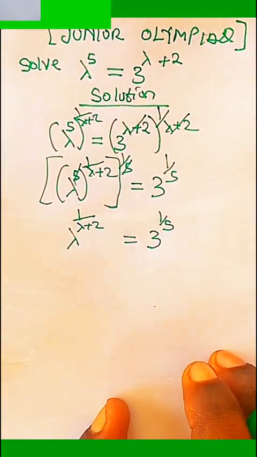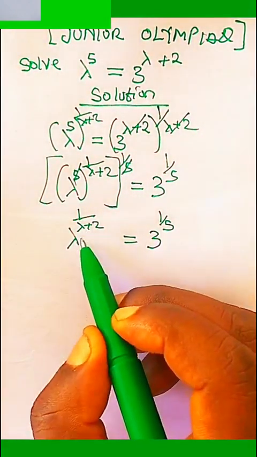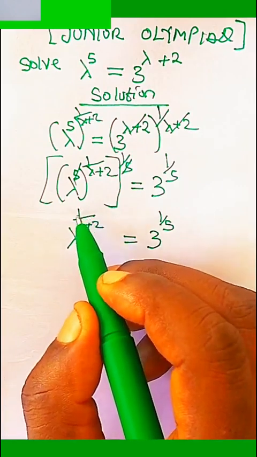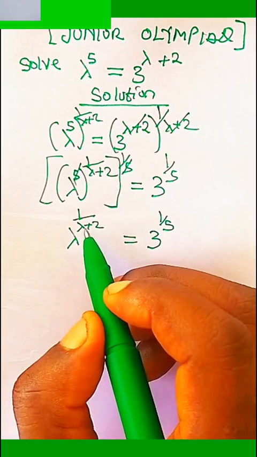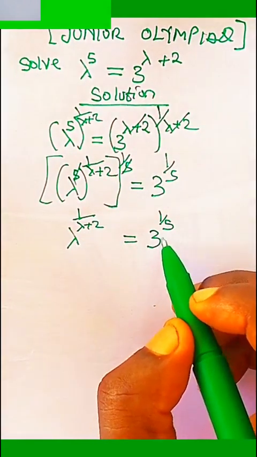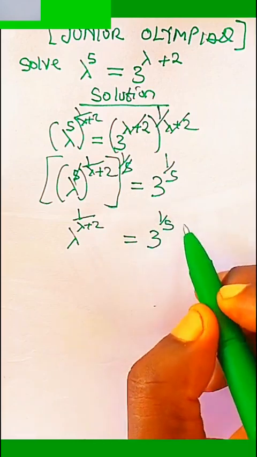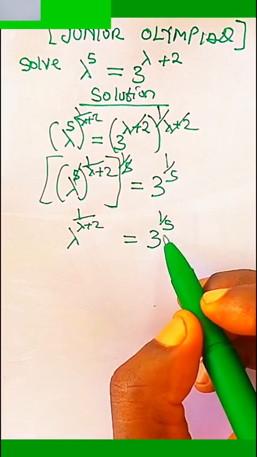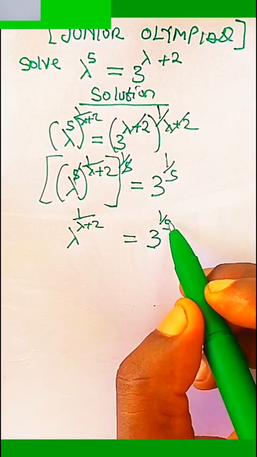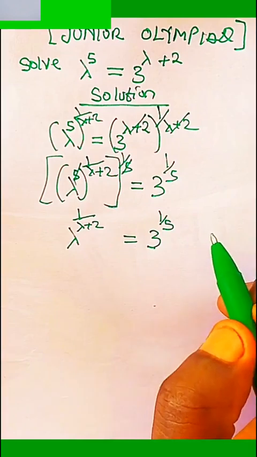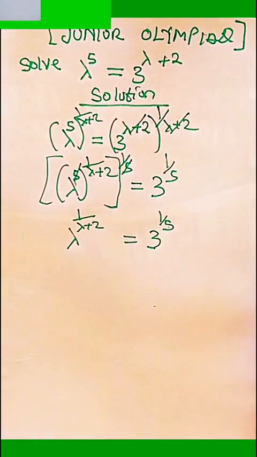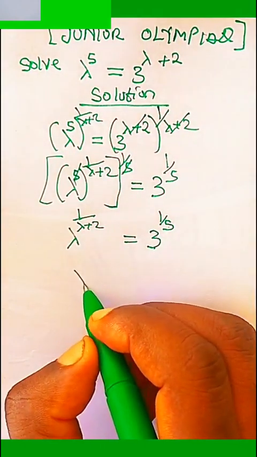But look at here, left hand side, we have lambda to the power of 1 over lambda plus 2. That means this is lambda, and here we have 3 to the power 1 over 5. If you can manipulate the right hand side so that the base is 3, the power should be 1 over 3 plus 2. That means it should resemble this one now. Then we are done. We don't have a problem here.